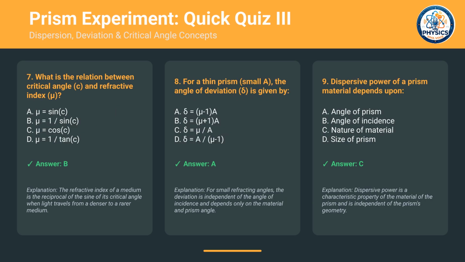Moving on to quick quiz 3. The relationship between critical angle and refractive index is mu equals 1 over sine of C. For a thin prism, the angle of deviation is approximately (mu minus 1) times A. Finally, dispersive power depends only on the nature of the prism material.